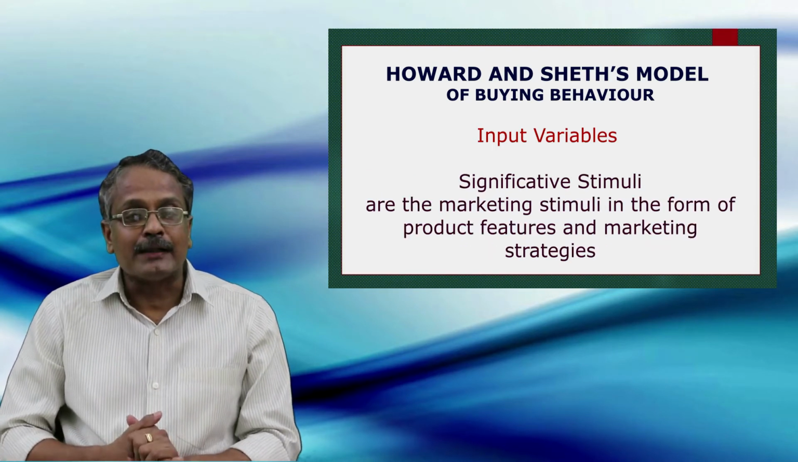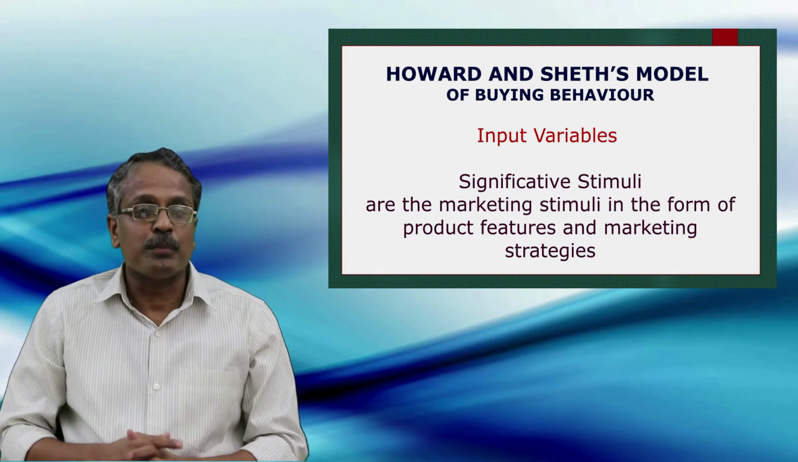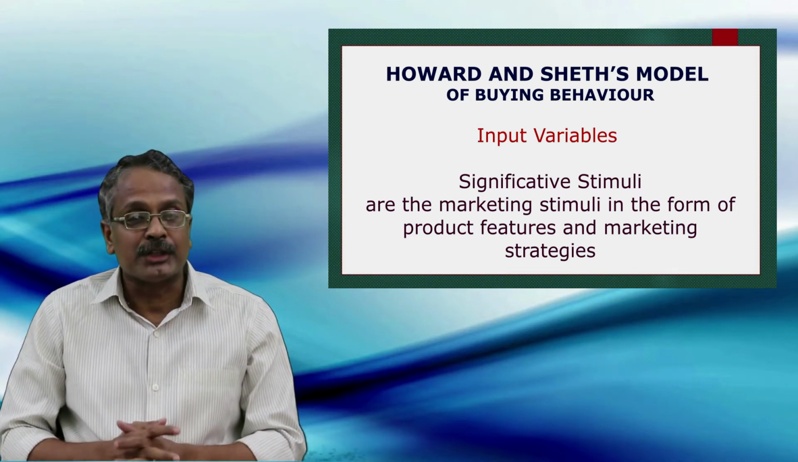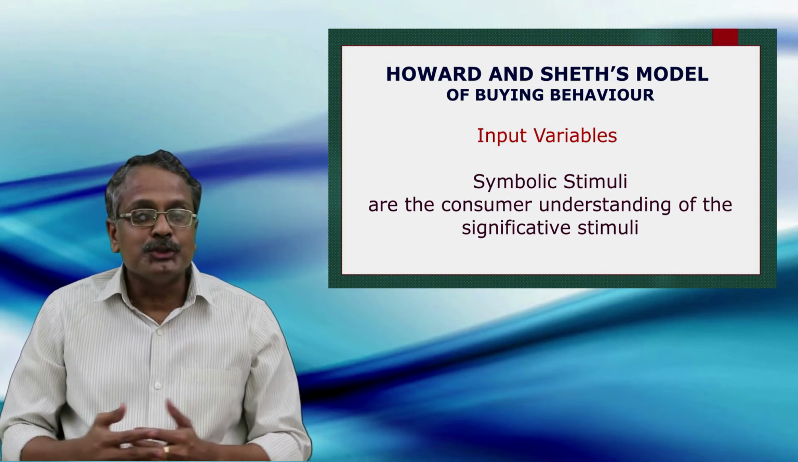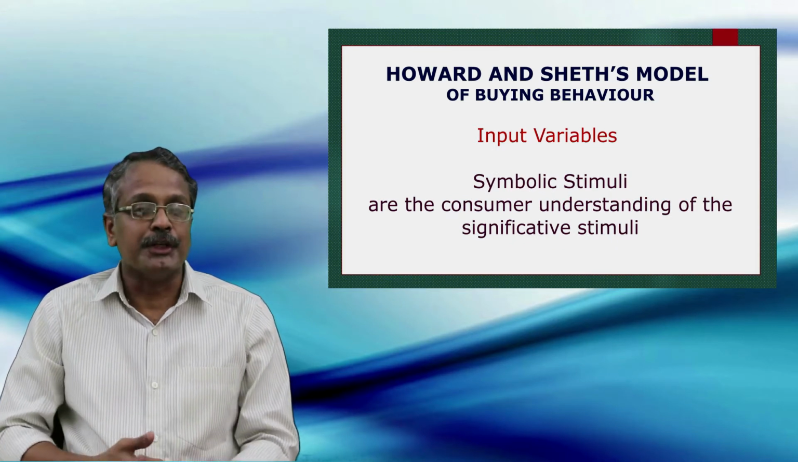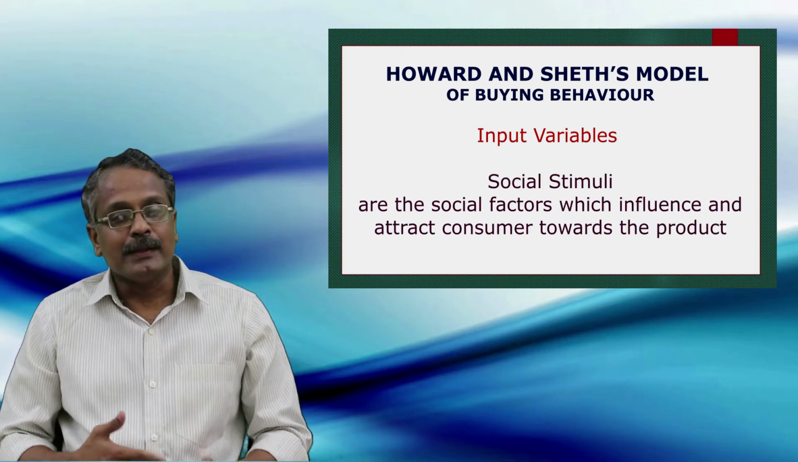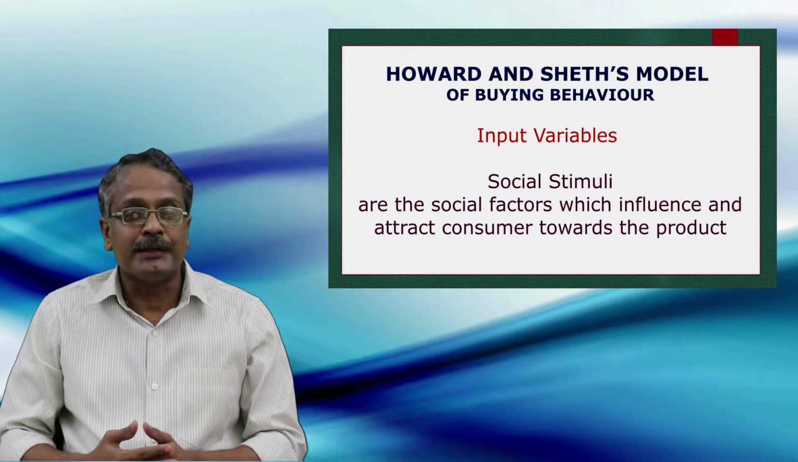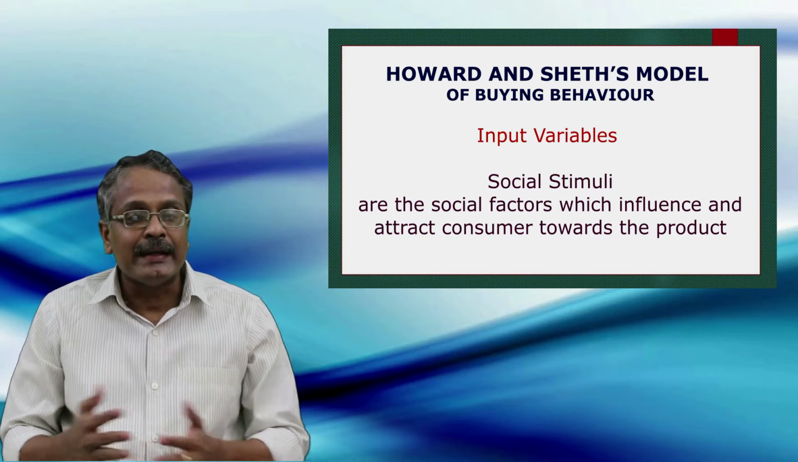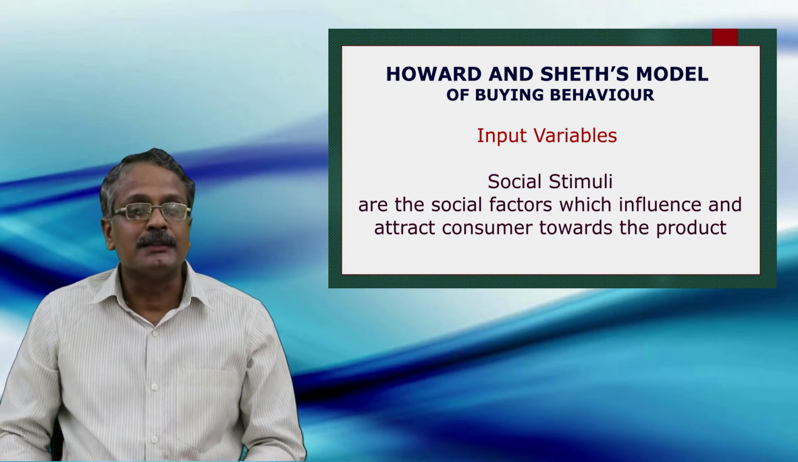Significative stimuli are the marketing stimuli in the form of product features and marketing strategies. The symbolic stimuli are the consumer's understanding of the significative stimuli. The third stimuli are social stimuli. These are the social factors which influence and attract the consumer towards the product.